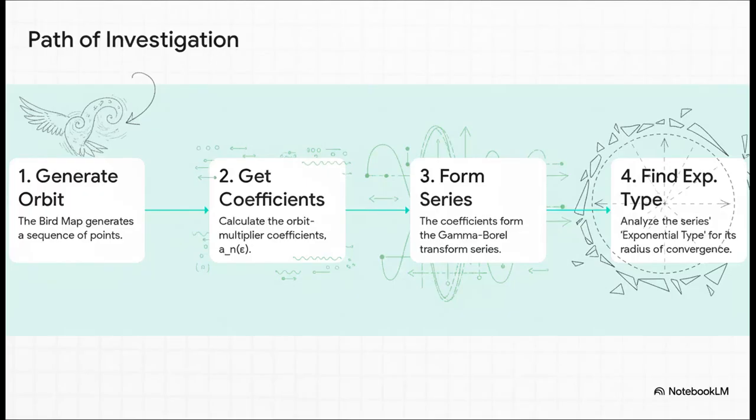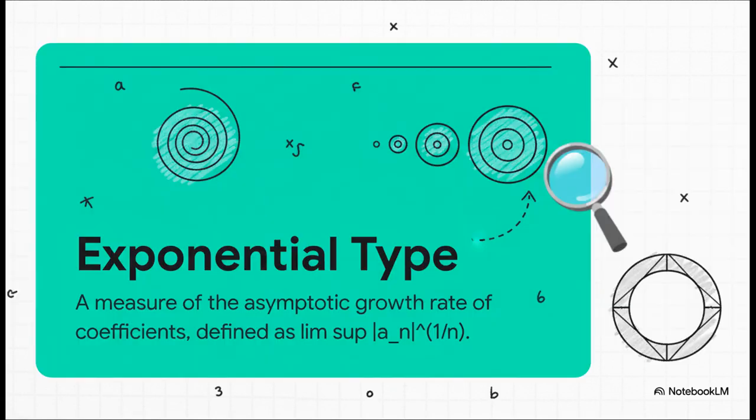The investigation follows a pretty clear path. Think of it like this. First, you take the behavior of the bird map and you encode it into a long sequence of numbers, our coefficients. Then you use those coefficients to build a special function, the Gamma-Borel transform. The key to everything is figuring out the safe zone for this function, which is all determined by its radius of convergence. And that brings us to the hero of our story, exponential type.